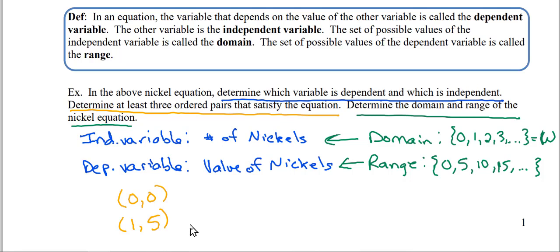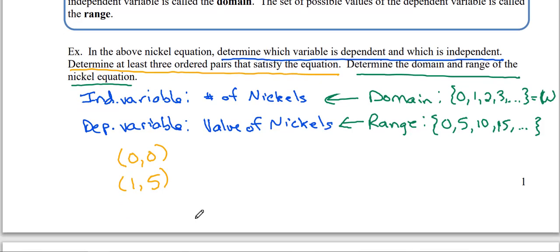We also could have had 10, 50. That was not on our graph, right? But it still satisfies the equation. These dots in our domain and range tell us that it goes on forever and ever. So we could certainly have that as an ordered pair satisfying this equation.